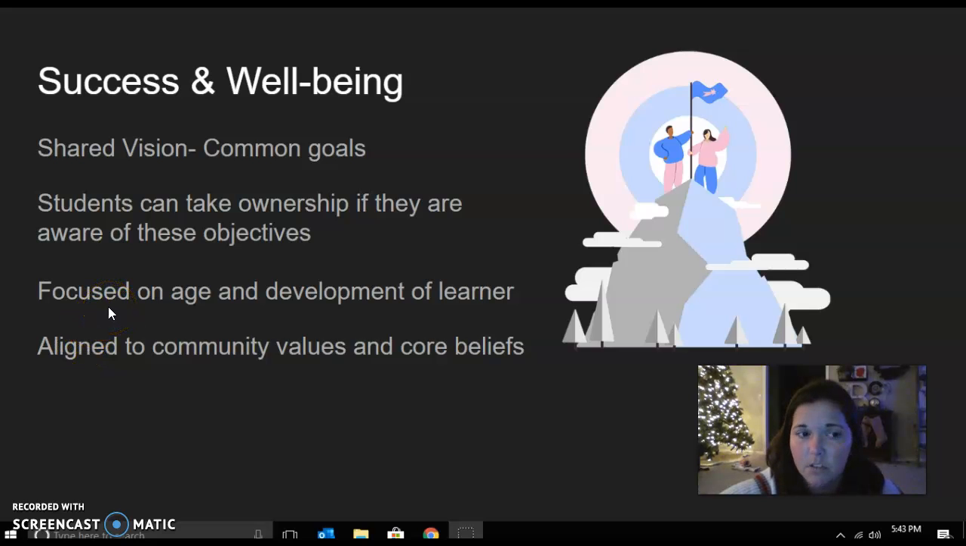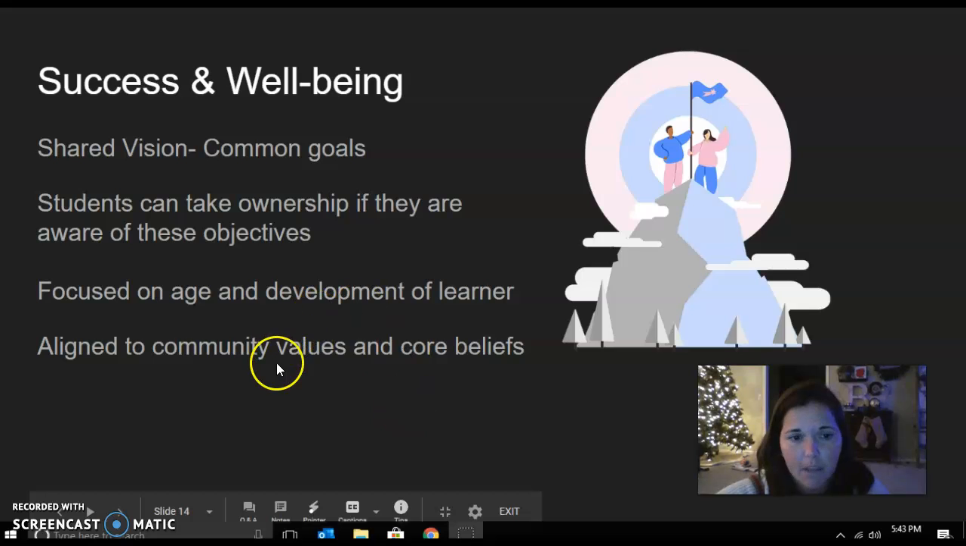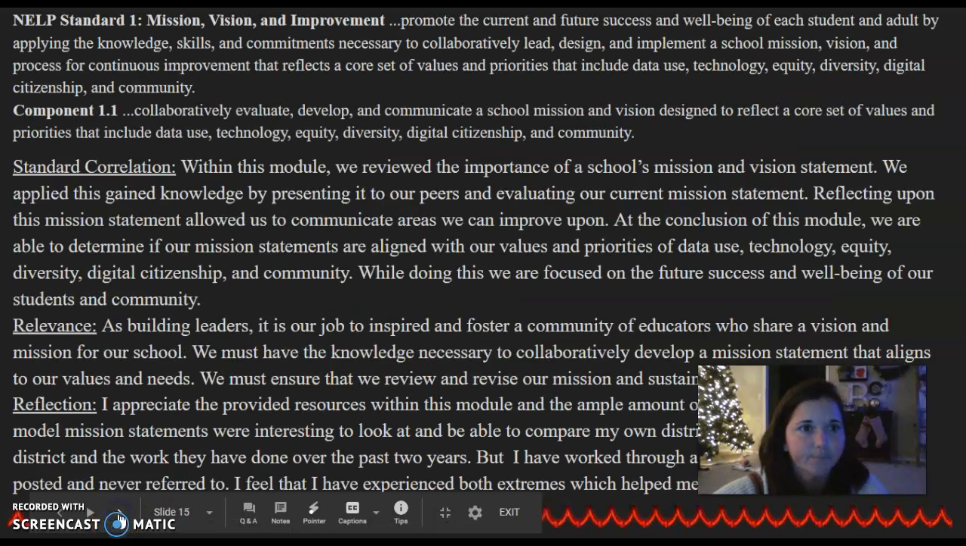A lot of the resources also talked about how K-1 would maybe have a different mission statement than your college-based one, focused on your age and the development of the learner. I think that's important. And then it's aligned to your community values and core beliefs. All of these things are going to promote well-being if those are in place.